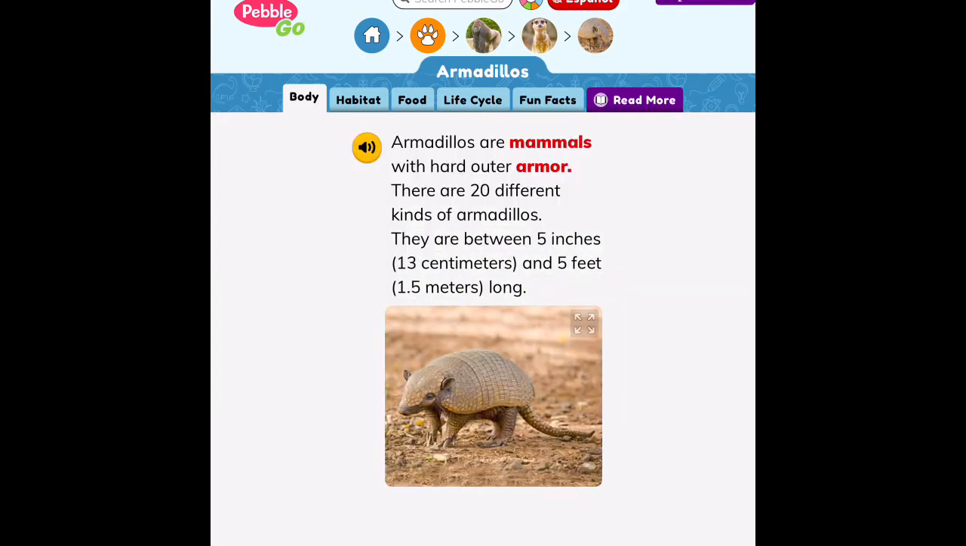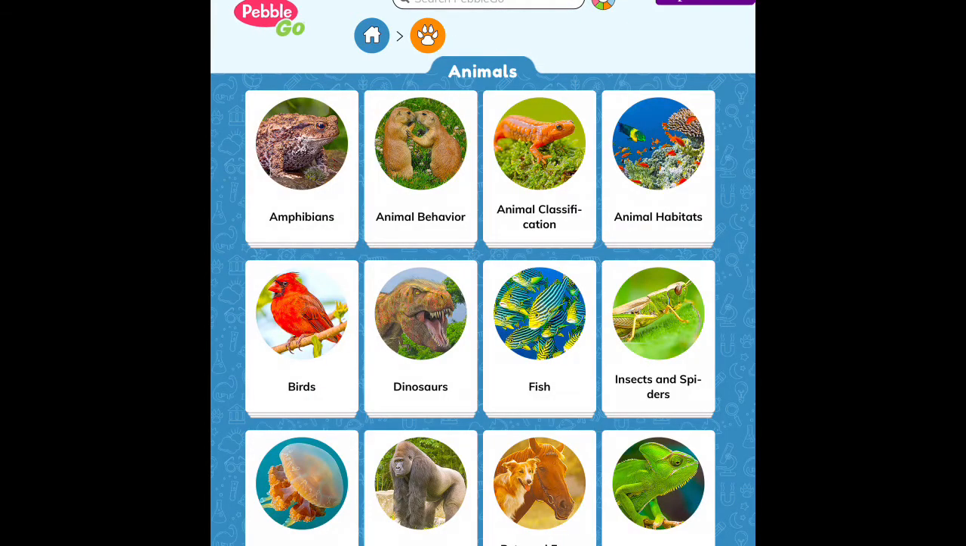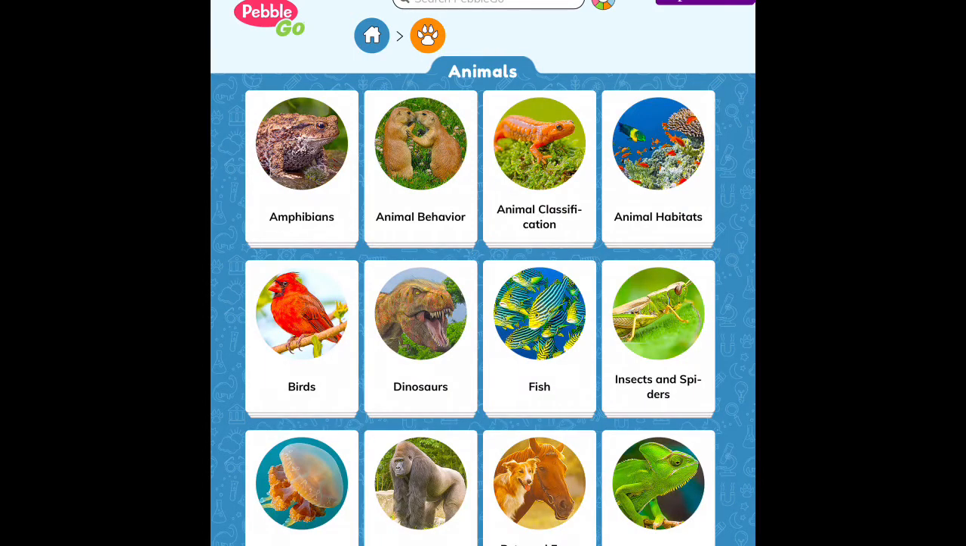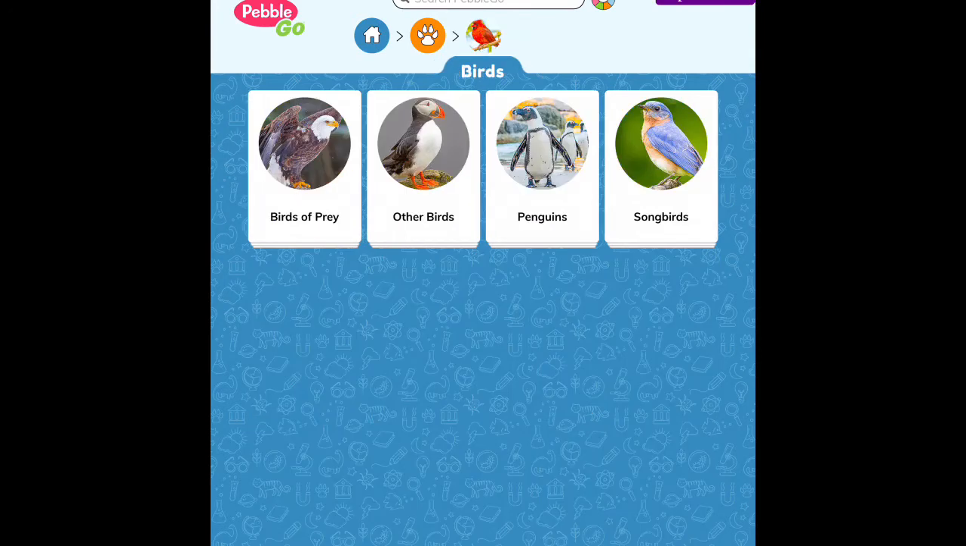Okay, so mammal. If you're not sure where to find that information, go to the very beginning and think about what section you found your animal in. Is your animal an amphibian? Is it one of these animals? Because then your animal group is amphibian. Is your animal a bird? Because if it is, that would be the animal group.